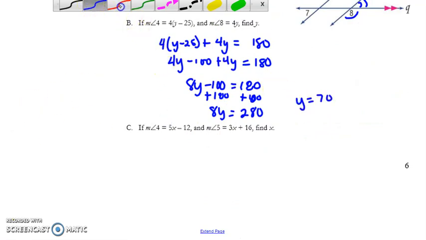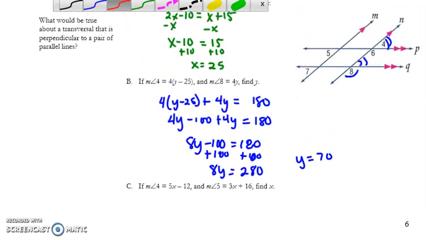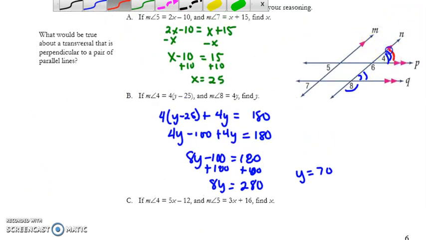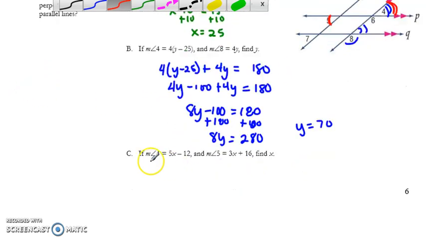All right, and then this last relationship here is going to be 4 and 5. So 4 and 5, what is that relationship? Alternate exterior, which means they're going to be congruent. So put off to the side alternate exterior. So 5x minus 12 is going to be equal to 3x plus 16.